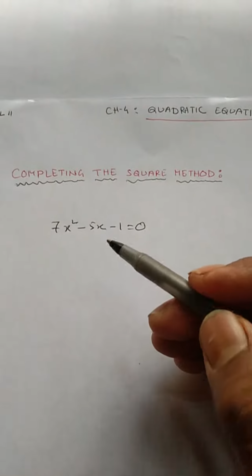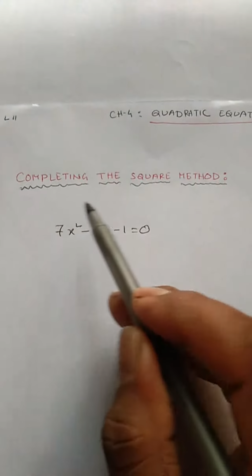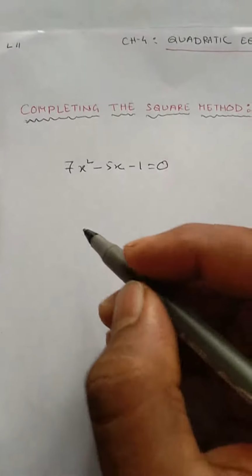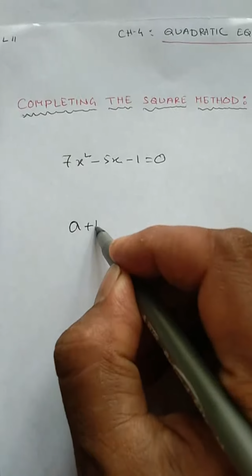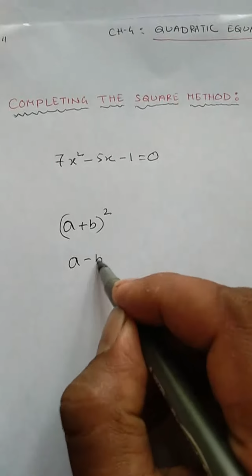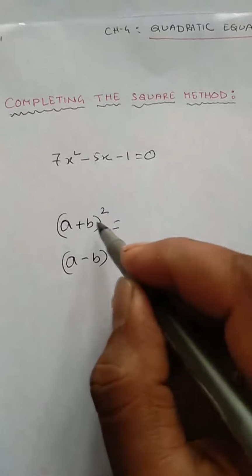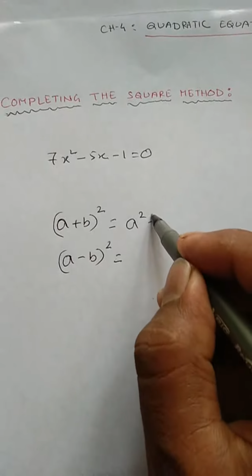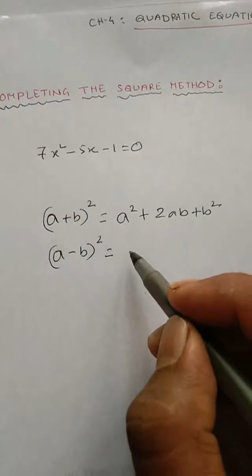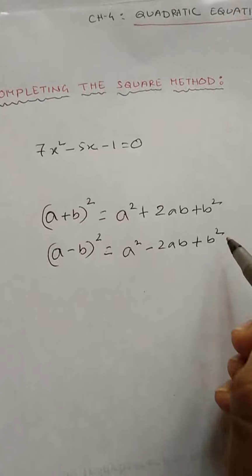So for this, let us see an alternate method, which is the completing the square method. Here basically we have to use the a plus b whole square identity as well as the a minus b whole square identity, which we know: a plus b whole square is a square plus 2ab plus b square, and here it is a square minus 2ab plus b square.